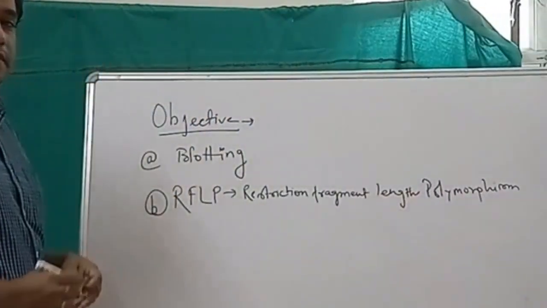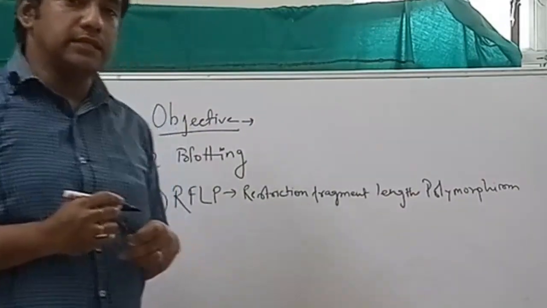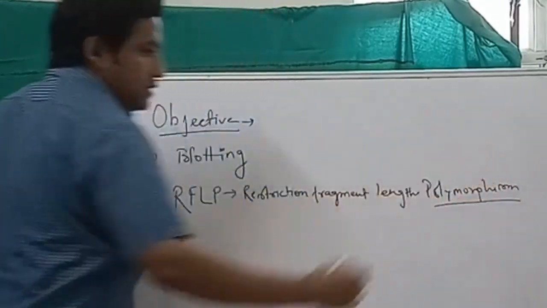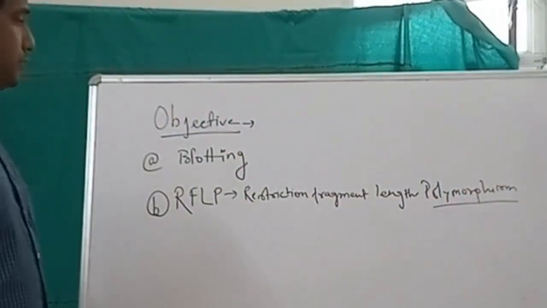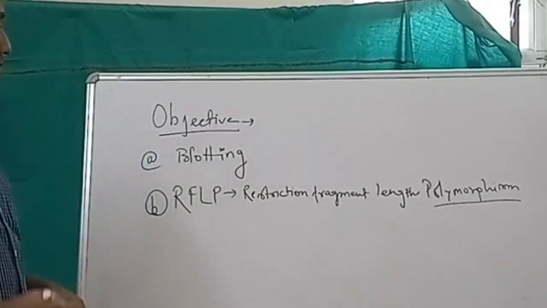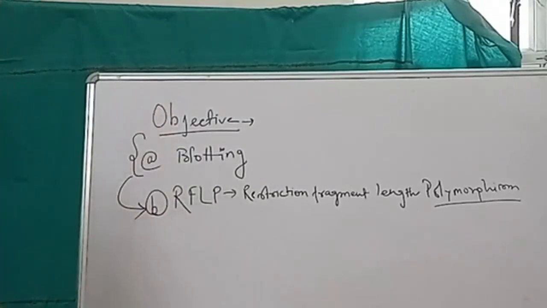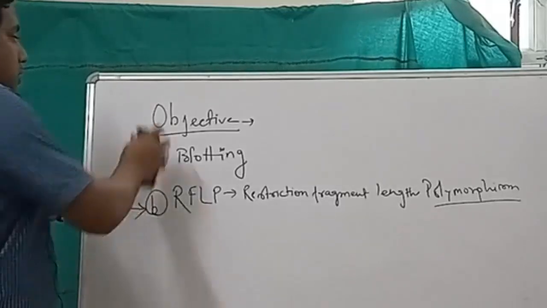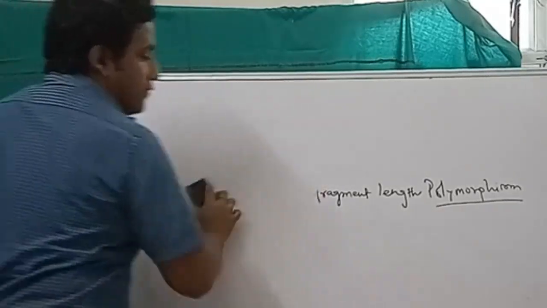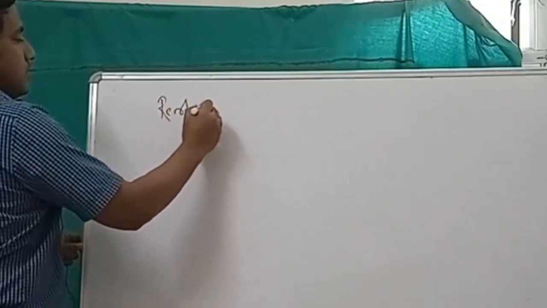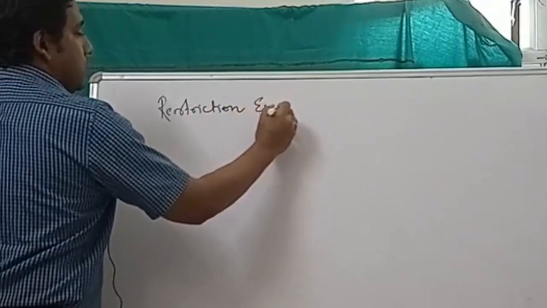Polymorphism, what it means, has been discussed in the previous classes, and we will again have a brief overview of it. But before going to the polymorphism aspect, let us complete blotting and then we will discuss RFLP, right? As I was saying, molecular biology techniques needed a few tools. One such tool was the enzyme restriction endonuclease, right?